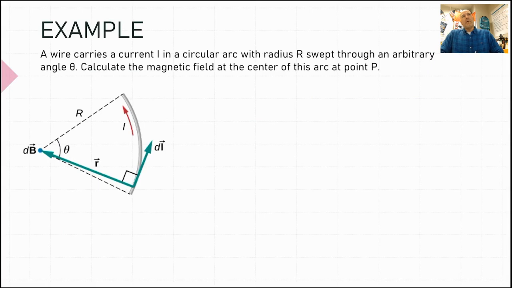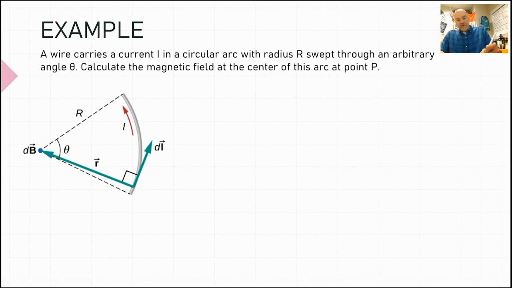Okay, so let's look at an example. So here we have a wire carrying a current of I in a circular arc with the radius r swept through an arbitrary angle theta. So we want to not necessarily calculate, but derive the magnetic field at the center of this arc at point P. Okay, so we want to figure out, what is the magnetic field at that point in the center.